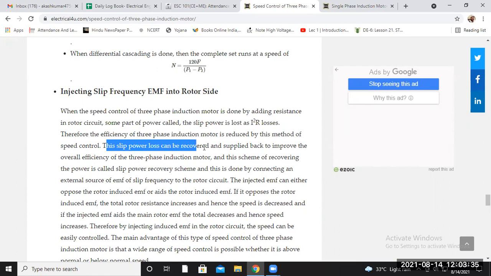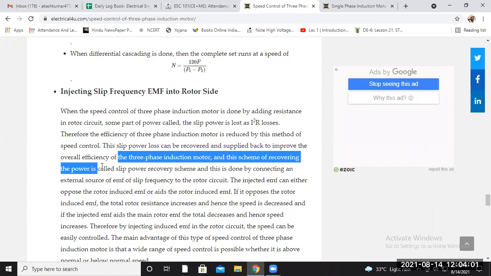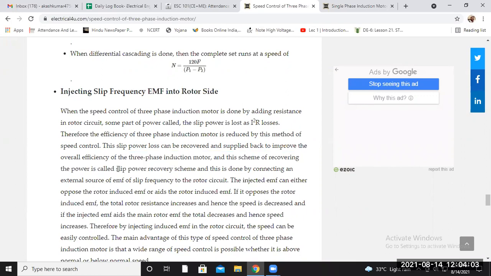This slip power loss can be recovered. The slip power that is lost due to adding the rotor resistance can be recovered and supplied back to improve the overall efficiency. That means we can increase the efficiency, which is decreased due to the rotor resistance, and that is done by the slip power recovery scheme.